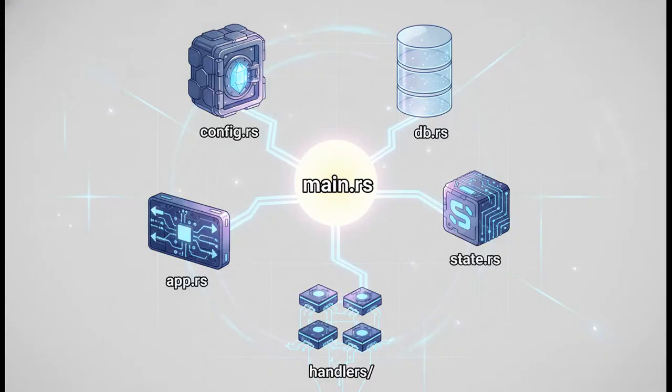Let's do a quick flyby of what each part does. config.rs, that's where you load all your settings and secrets. db.rs is all about setting up and managing your database connection pool. state.rs defines the shared application state that all your handlers can access, like that database pool we just mentioned. app.rs is where you actually build your router and define all your routes. The handlers directory is where the real work happens, the logic for each endpoint. And what's left for main.rs? It just becomes this beautiful, clean entry point that wires everything together and starts the server.